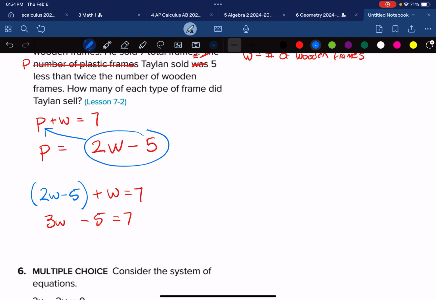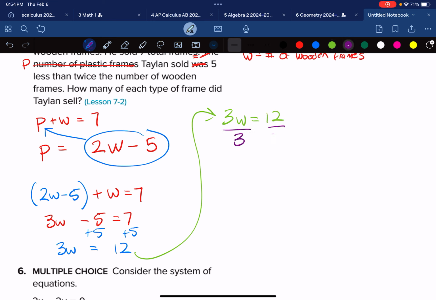Let's go ahead and add 5. We get 3W is equal to 12. I'm running out of room, so let's come and work up here. So if I have 3W is equal to 12, the next step is to divide by 3, and W is equal to 4. I'm not done because it asked how many of each type. I don't just want wooden frames, I want each type.